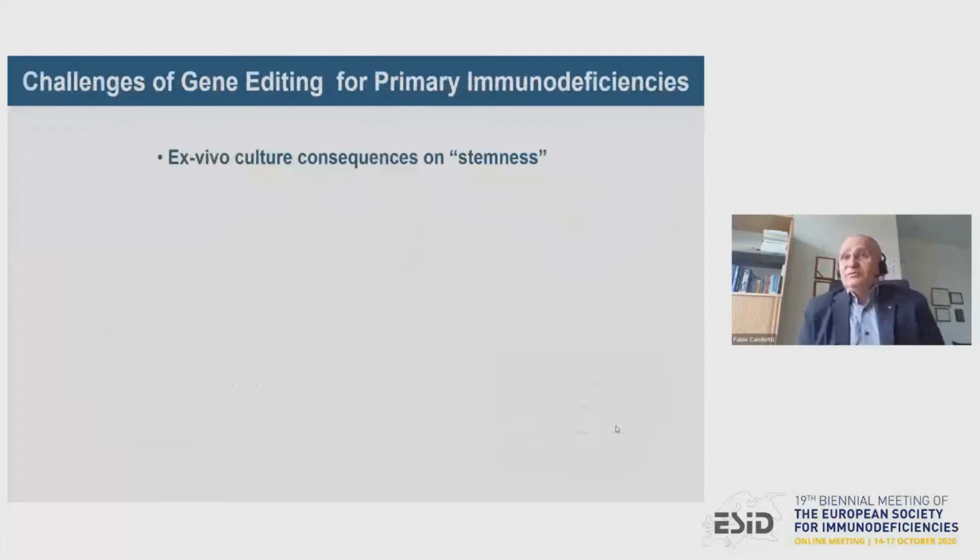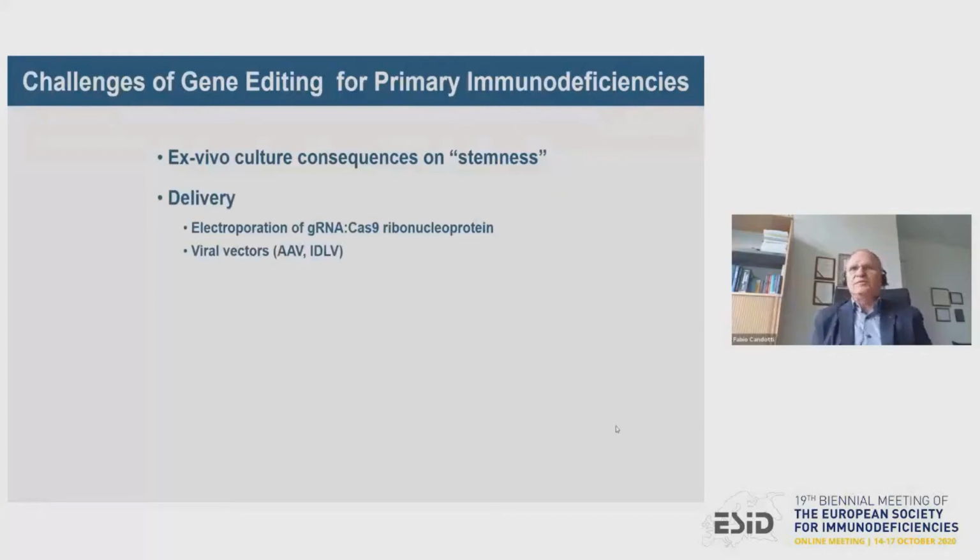Gene editing, however, has its own series of challenges. Gene editing, like gene addition, requires ex vivo culture of cells, and therefore the potential negative consequences of in vitro culture apply to this strategy as well. The delivery of the Cas9 guide RNA machinery is still an issue. This complex can be easily electroporated or transferred using viral vectors, but these processes need to be optimized to achieve a high level of gene transfer without causing toxic effects on the targets.